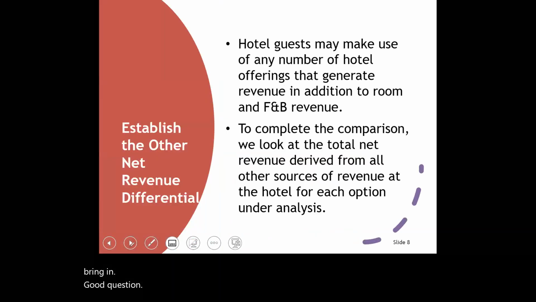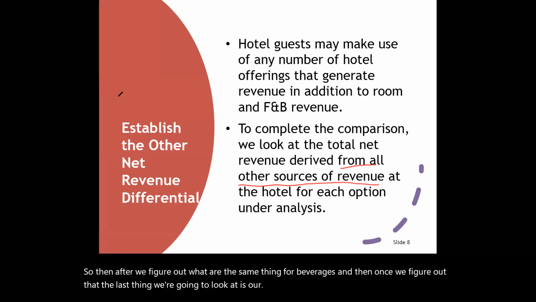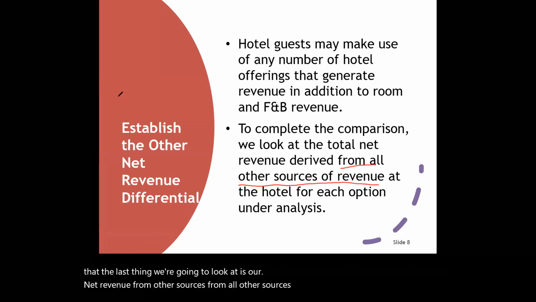All right. So after we figure that out, we'll do the same thing for beverages. And once we figure that out, the last thing we're going to look at is our net revenue from all other sources. What are some examples of other revenue sources at the hotel? Golf, yes. Anybody else? The spa. The spa, good.